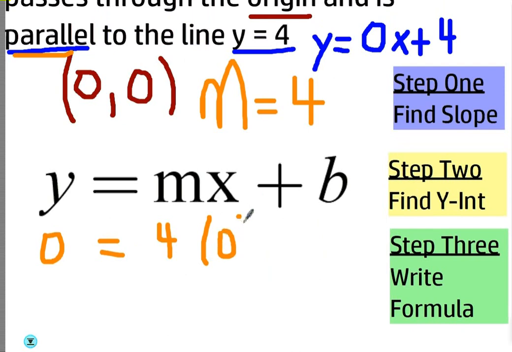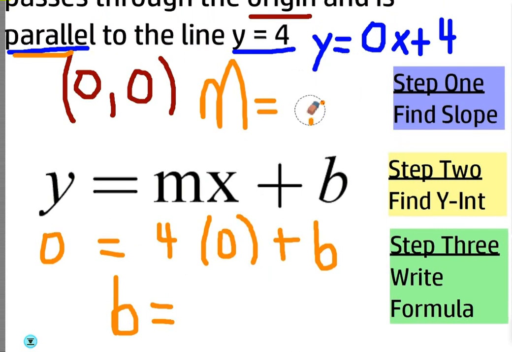Okay, so what do you think b is going to be? 0. So b equals 0. I wrote the wrong slope. I even said what the slope was, and I wrote it down. It's not going to matter for b. B's still going to be 0, but the slope is 0. I apologize for that. I was distracted. B will still be 0. 0 times 0 is 0.